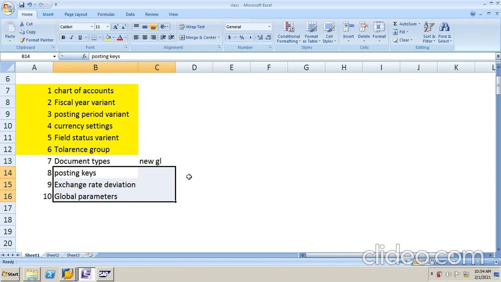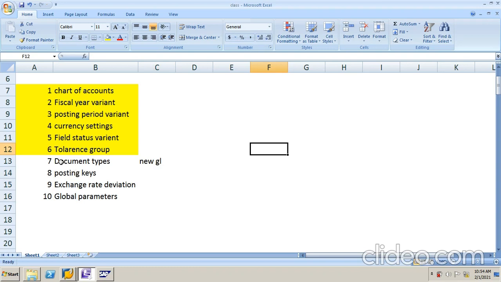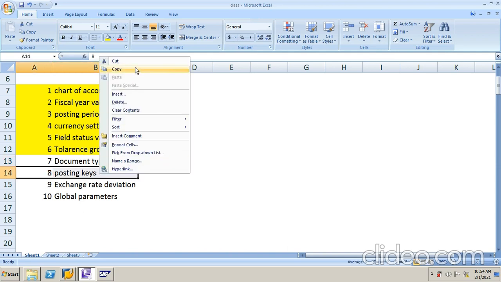This is Vishnu. Last class we discussed document types. We have discussed till tolerance groups. Document types related to the new GL concept we are going to discuss in upcoming classes. Today we are going to discuss the posting keys.